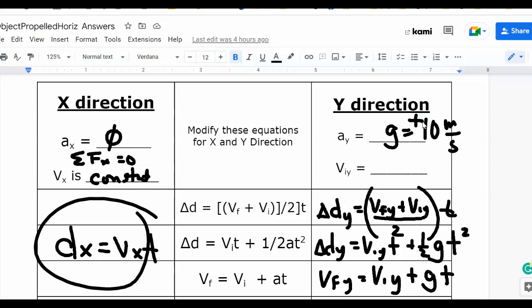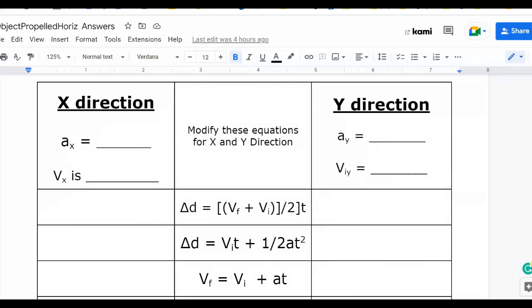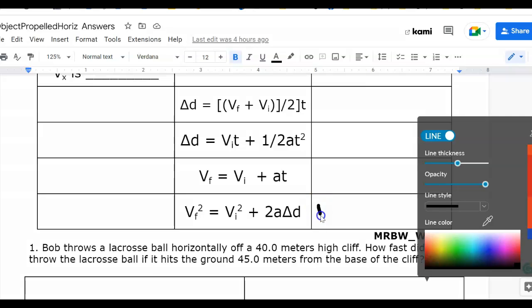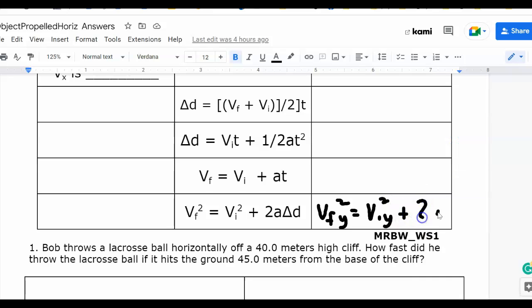And viy, the most important thing, is how much? When you throw a basketball horizontally, viy equals how much? 0. That's the most important thing. Put a nice big star next to that. That's a big deal. viy equals 0 as soon as I see that. So now you have the equations. One equation's on the x side and a whole bunch of equations on the y side. Let's do this one over here: vfy squared equals viy squared plus 2g dy. So I'm modifying the main equations to work in each direction.